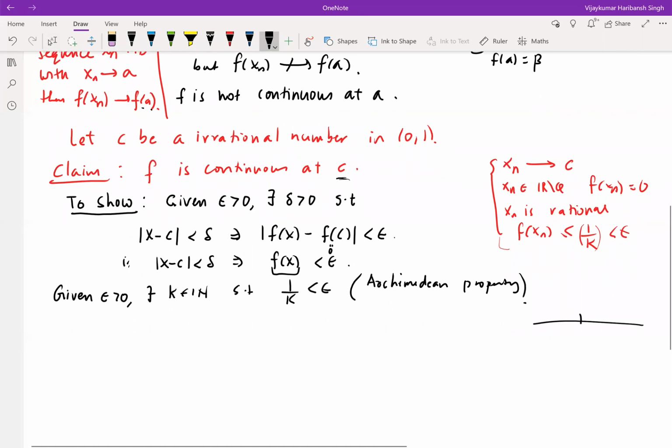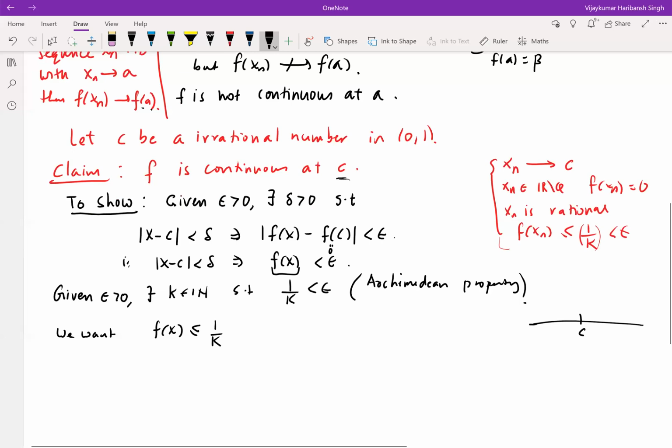Now let's consider c here. Now let's ask the following question. What we want is that the output of f of x should be less than or equal to 1 by k. This is what we want, right?